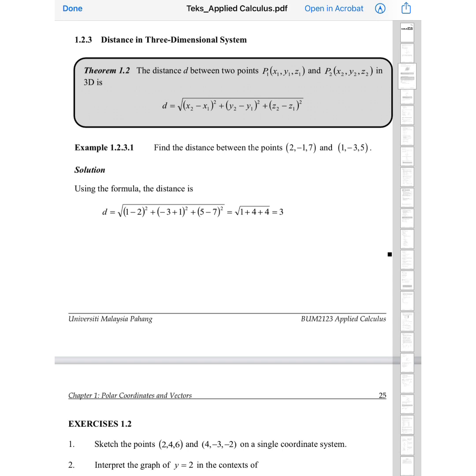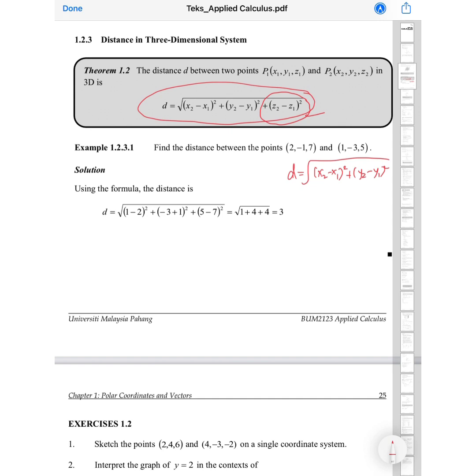Okay, our last objective is to calculate the distance between 2 points in a three-dimensional coordinate system. So this will be the last topic in 1.2. For example, if I have a question, find the distance between points 2, -1, 7 and 1, -5. Okay, I just use this formula. So actually this formula is an extended formula from the two-dimensional coordinate system. In a two-dimensional coordinate system, you only have the square root of x2 minus x1 squared plus y2 minus y1 squared. But now you have another variable which is z, because in 3D you have x, y and z.